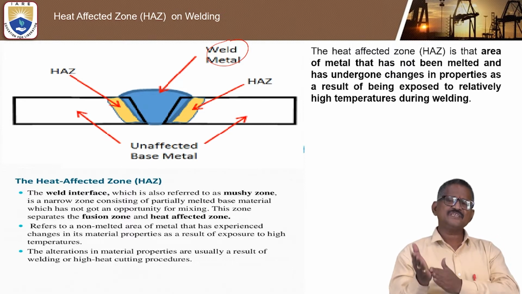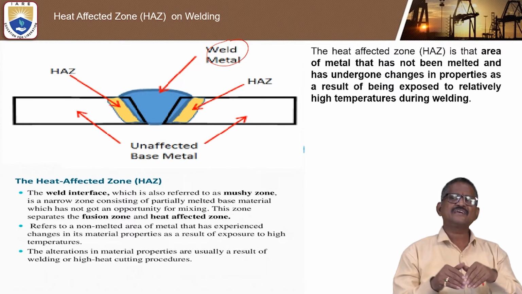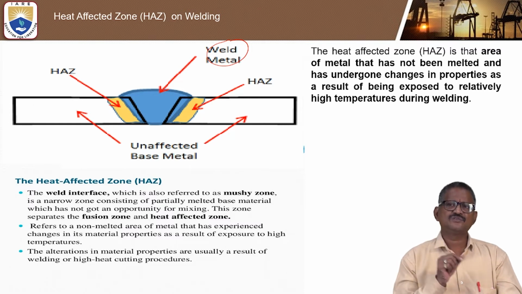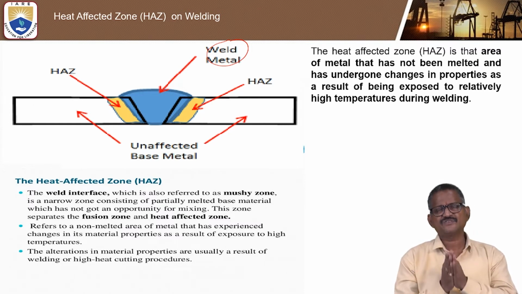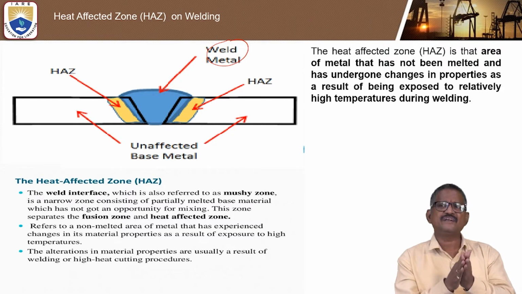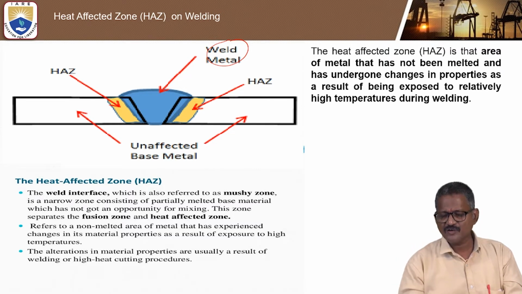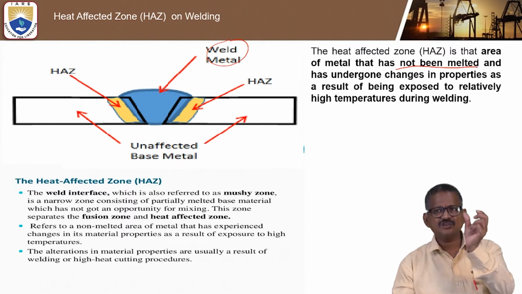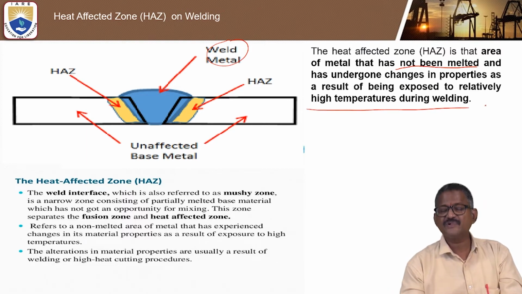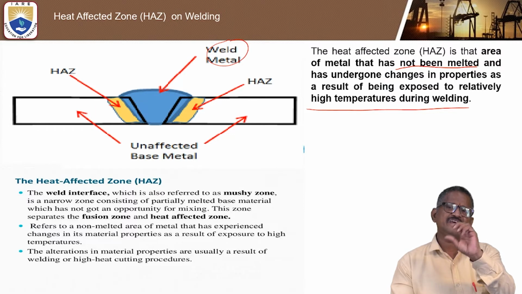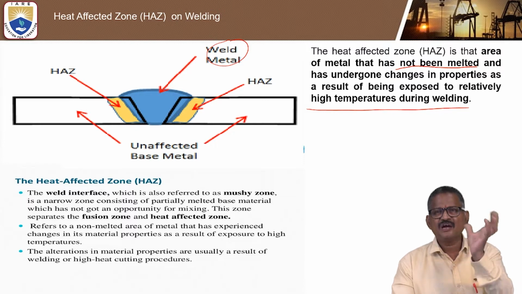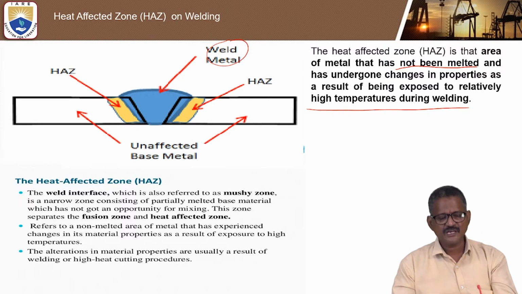Otherwise, if somebody else is performing this process, the student can still distinguish between the unaffected base metal and the heat affected zone metal. That is the heat affected zone in a welding process. It is the area of the metal that has not been melted, is that clear, and has undergone changes in properties as a result of being exposed to relatively high temperature during welding. Whenever the metal is subjected to sudden changes of temperature, some effect will occur in that metal. That is what the heat affected zone is about.